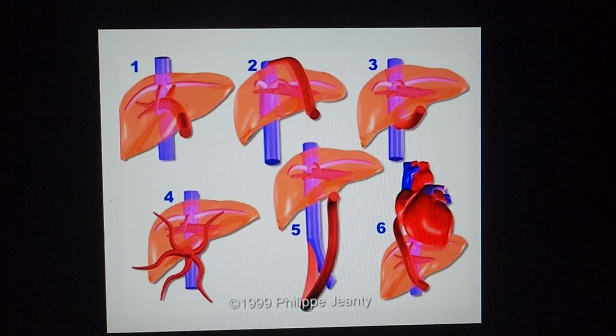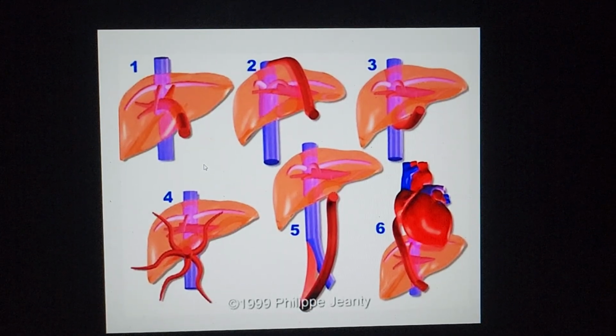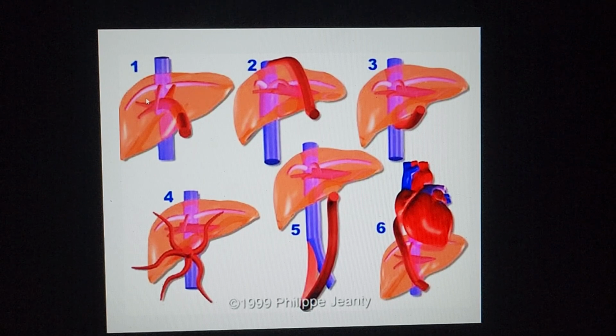So here we have 6 pictures. Picture 1 shows the umbilical vein draining into the portal sinus and into IVC through the ductus venosus. Here we have the umbilical vein bypassing the liver and draining into upper IVC. Here we have umbilical vein bypassing the liver and draining into lower IVC. Here we have umbilical vein going into portal sinus and through hepatic veins into IVC. Here we have umbilical vein draining into iliac veins, and here we have umbilical vein draining directly into right atrium. So these are the normal and 5 anomalous umbilical vein drainages which one can pick up in fetal life.